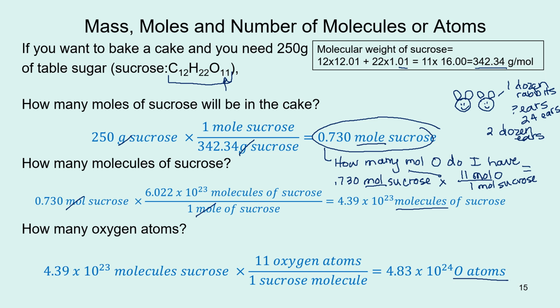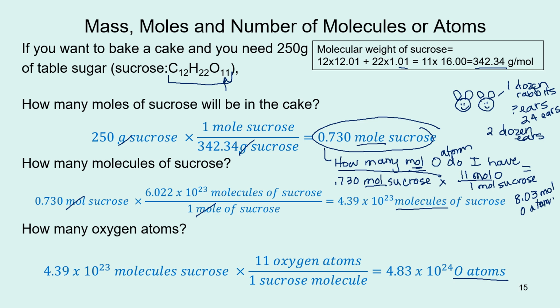So 0.730 times 11 gives me 8.03 moles of oxygen atoms. I just want you to be really, really careful about what they're asking for. In this case, I was asking how many moles of oxygen atoms. In this case, 11 moles of oxygen for every 1 mole of sucrose. Just like I said here, there's 2 dozen ears for every 1 dozen rabbits. You can use the same ratio.